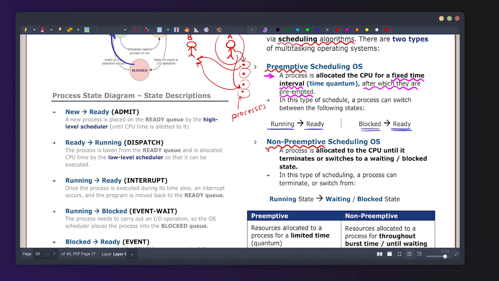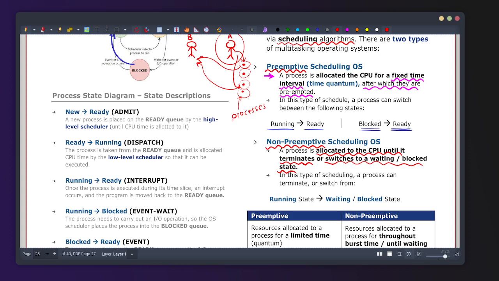In non-preemptive scheduling, a process is allocated to the CPU until it terminates or switches to a waiting or blocked state. What waiting or blocked state means is basically, think about something like this, where you come into the supermarket counter and you tell the counter person, wait, hold on, I want to get one more item and come, right? So when something like that happens, when the cashier's process is interrupted, the entire counter is sort of blocked, right? That's what it means to switch to a waiting or blocked state.